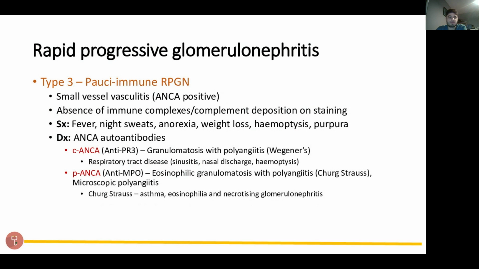And I'm not going to go into how to differentiate GPA from EGPA here. Vasculitis is horrendous in my opinion. It just takes ages to get your head around. But you just got to memorize it, I guess, and at some stage, hopefully it clicks.